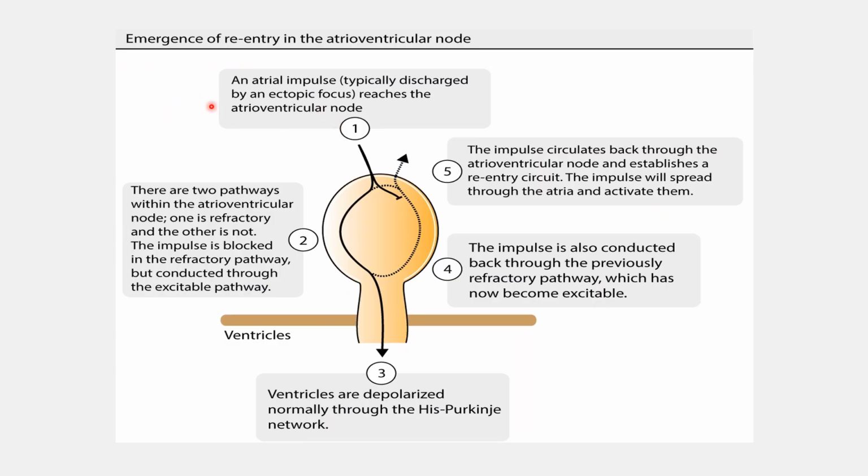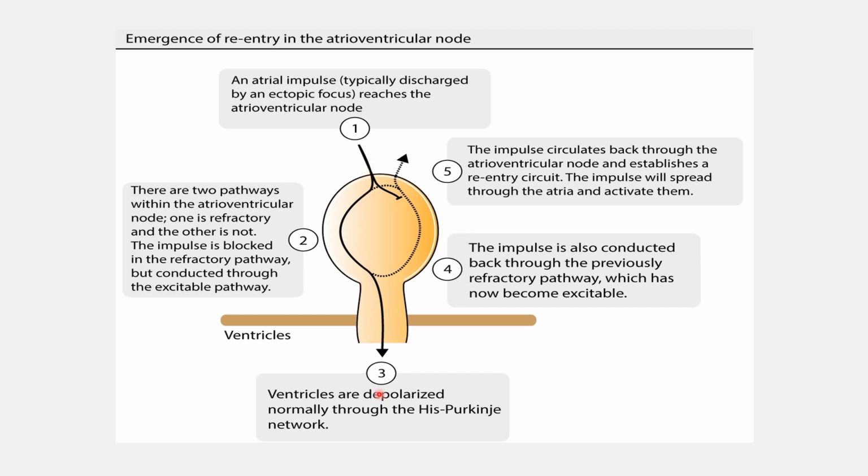Step 1 is an initial impulse typically discharged by an ectopic focus reaches the atrioventricular node. There are two pathways in this AV node. One is refractory and the other is not. The impulse is blocked in the refractory pathway, but it is conducted through the excitable pathway.